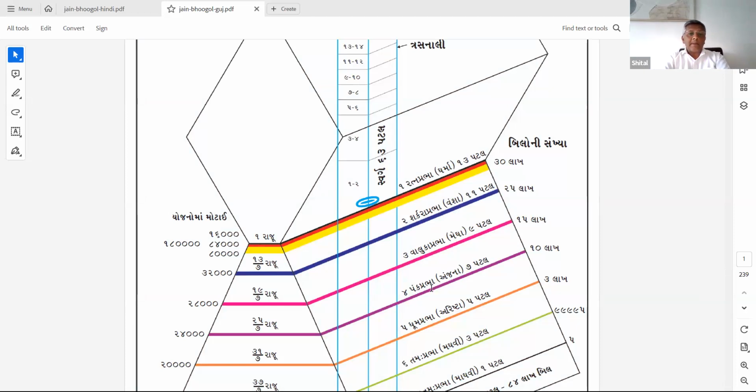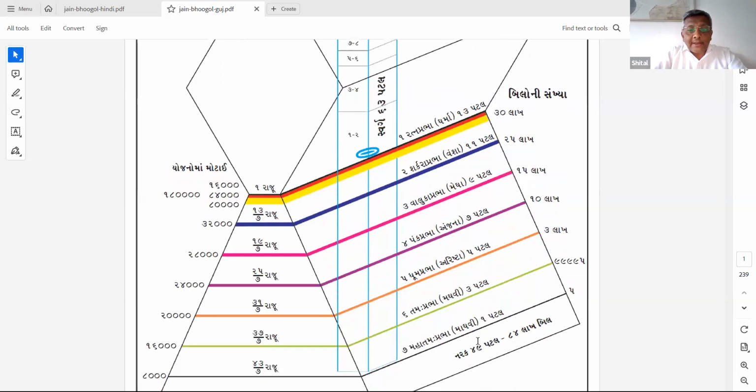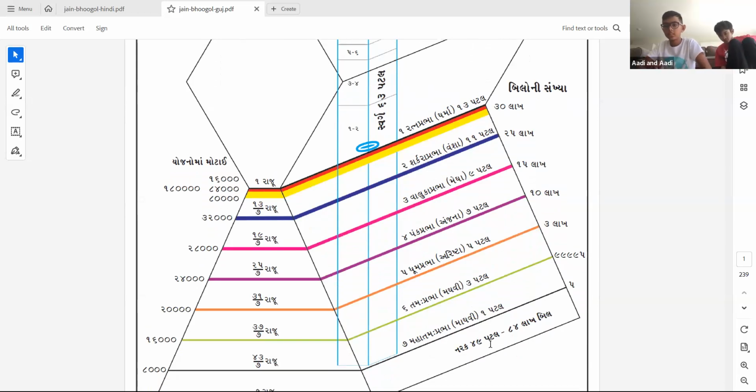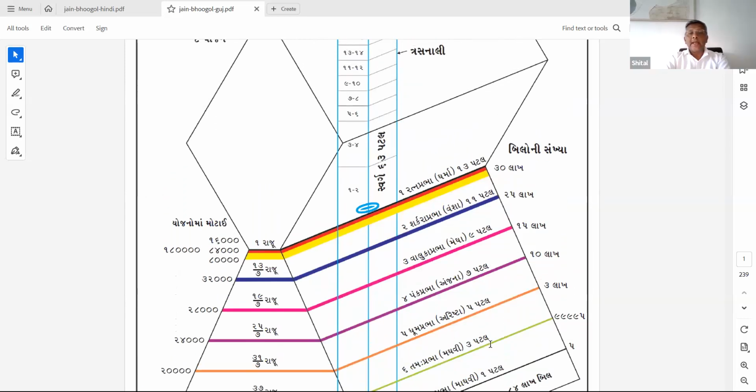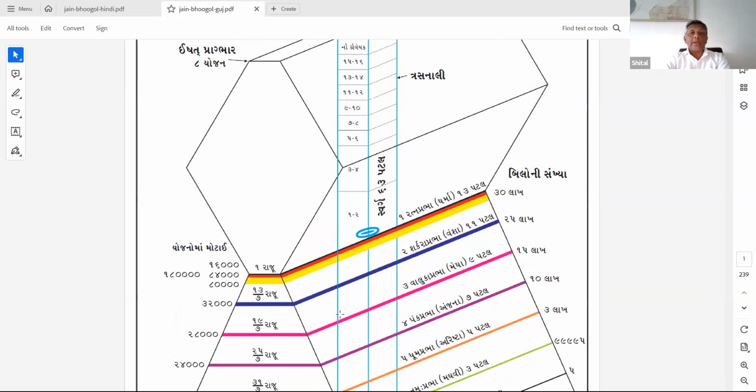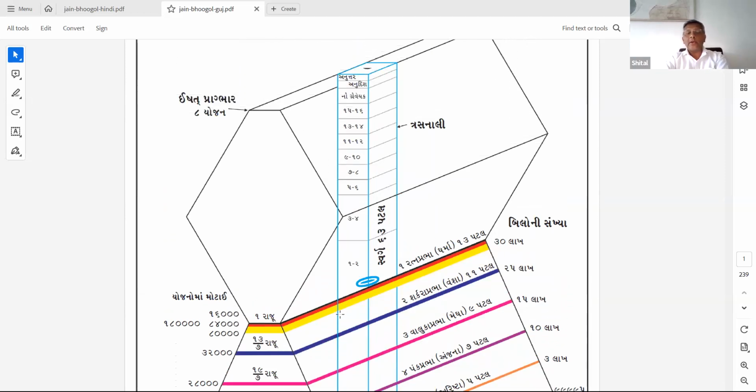The fourth is Pankaprabha, known as Anjana. Then the fifth is Dhumaprabha, also known as Arishta. The sixth is Tamaprabha, known as Maghavi. And the seventh is Mahatamaprabha, known as Madhavi. So the seven Naraks are here, and each of the Naraks has two names. We've also seen the Narkis only reside in the lower lok. And where do the Devs reside? Red Adi, where do the Devs reside?